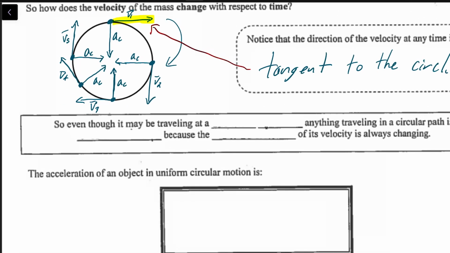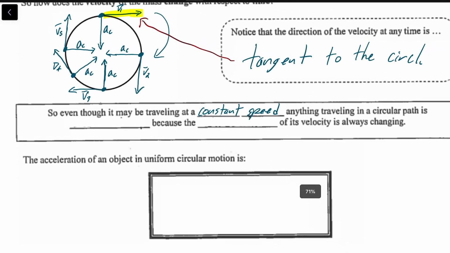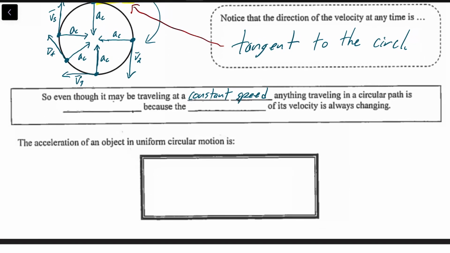So even though it may be traveling at a constant speed, anything traveling in a circular path is accelerating because the direction of its velocity is always changing. All right?